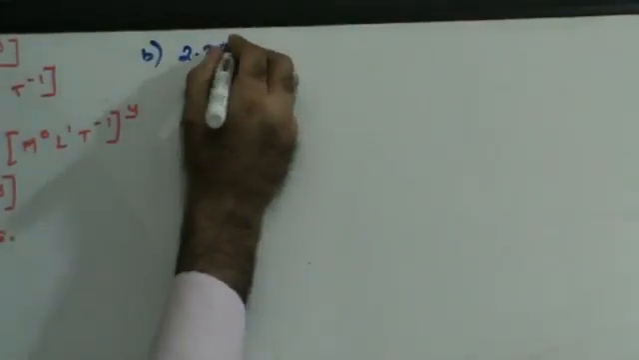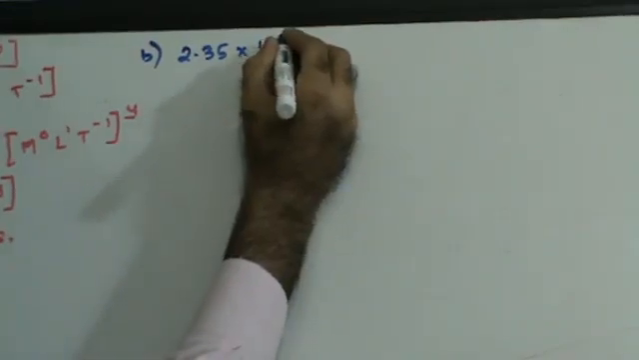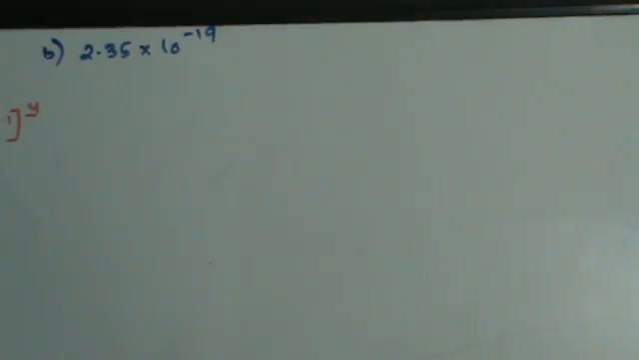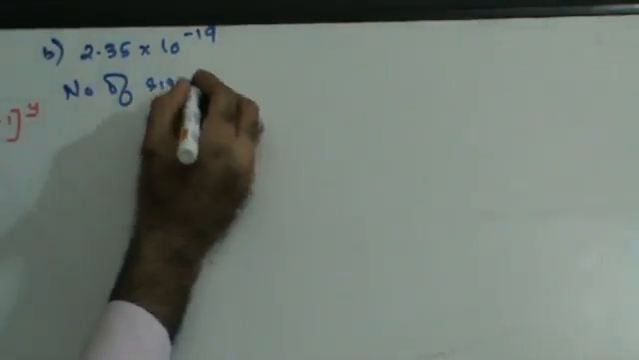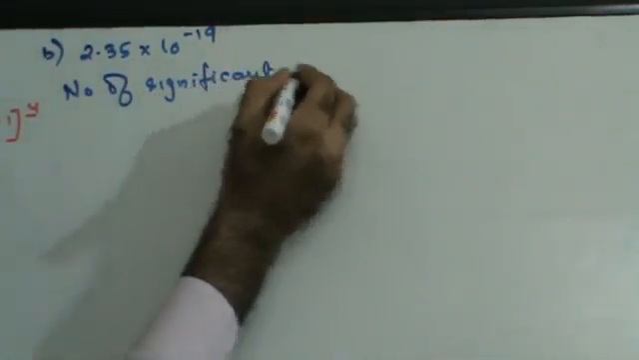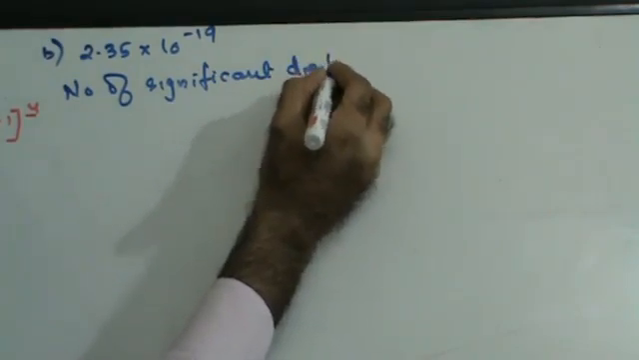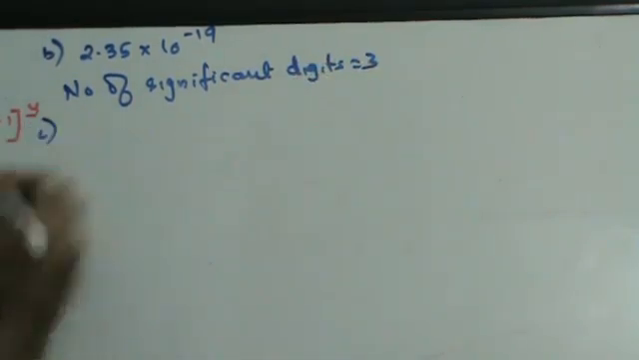Suppose they give you 2.35 into 10 raised to minus 19. Can someone please tell me how many significant digits are there? 3. So the number of significant digits is equal to 3.